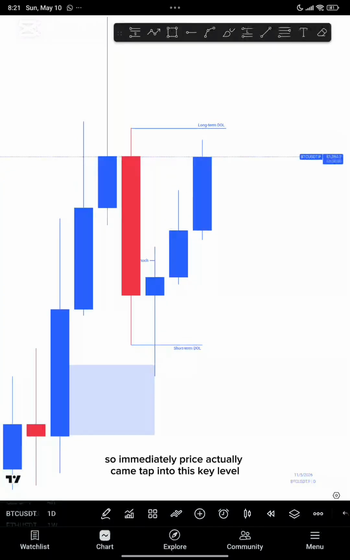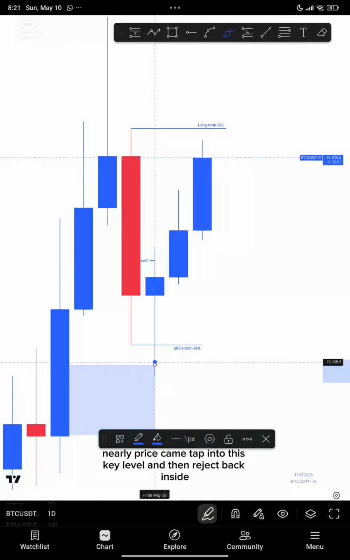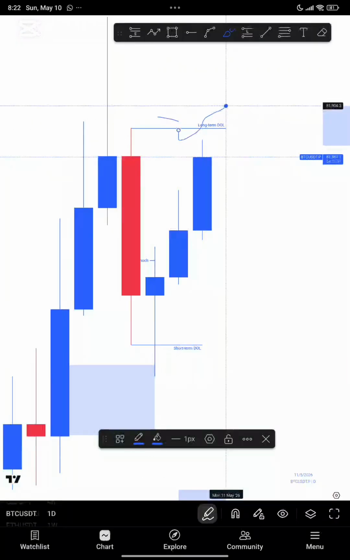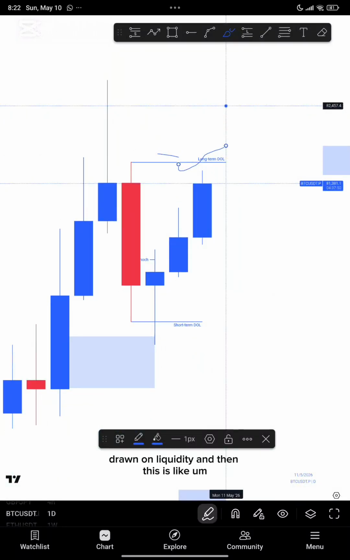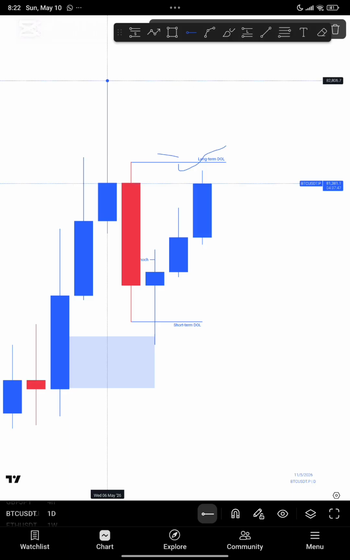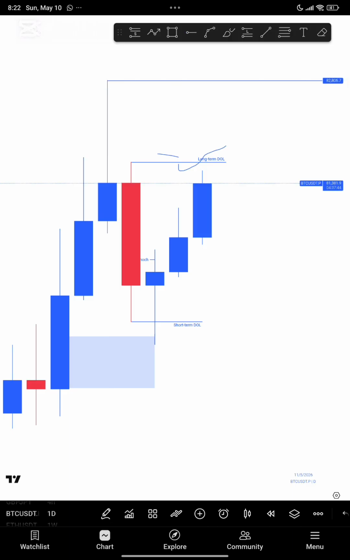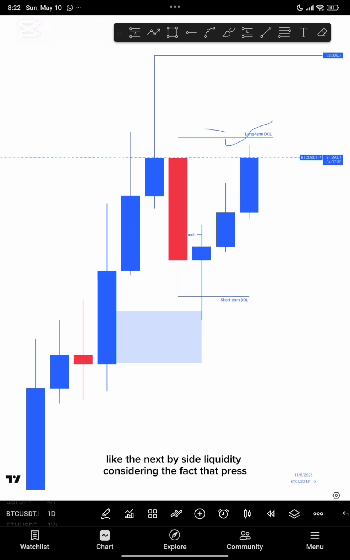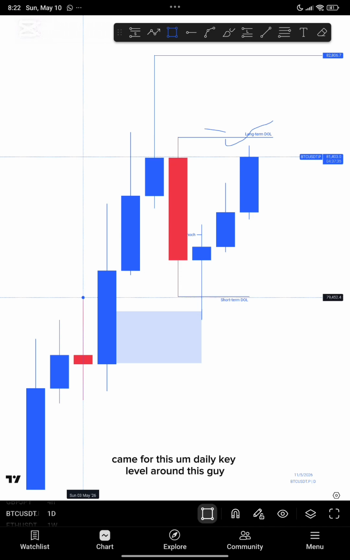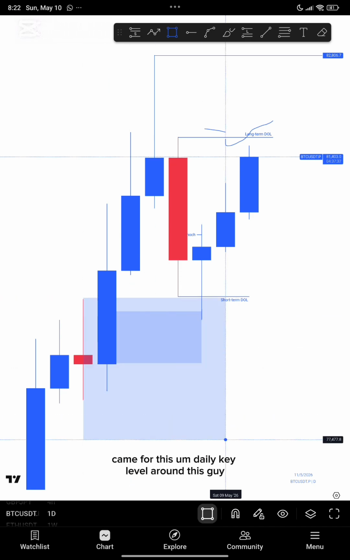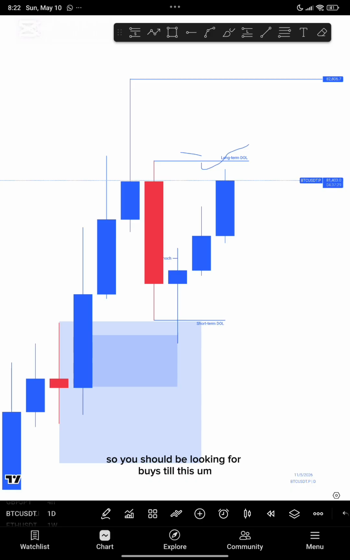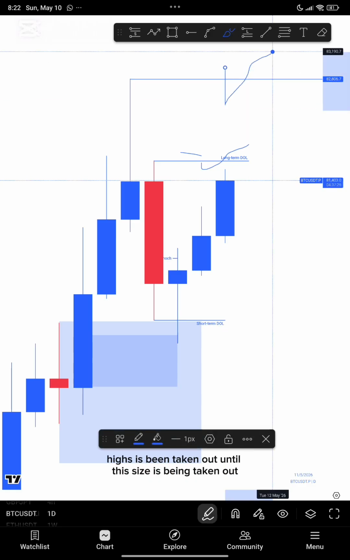So immediately price came, tapped into this key level, and then rejected back inside. Then I literally know that price is going for this long-term draw on liquidity, and then this is the next draw on liquidity, like the next buy side liquidity, considering the fact that price actually came for this daily key level around this guy. So you should be looking for buys till this high is being taken out.